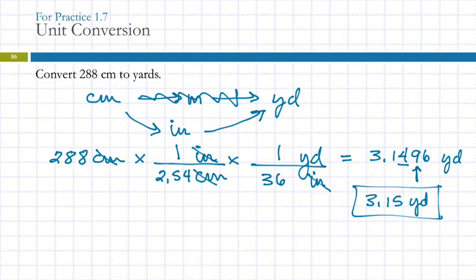Okay? Yeah. That's an excellent question. Wouldn't it be 2 because of the 36? It would, except that this is a defined relationship. 1 yard is defined as 36 inches. And so there isn't any uncertainty in the 36. It's an exact number.